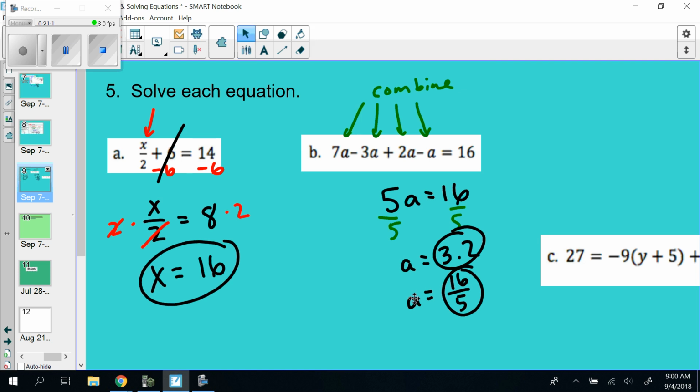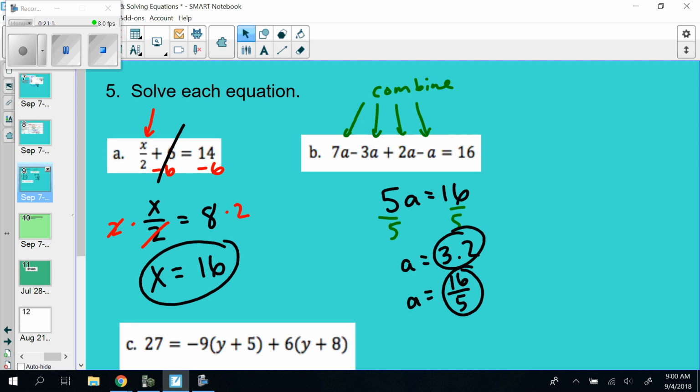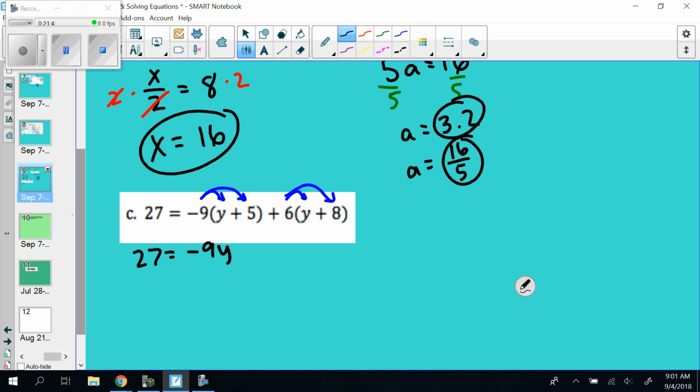All right, the last one here, C. Now we want to solve kind of a multi-step one here. Do any operations first, try to get everything simplified, and then solve. Now you can see the left side, not really any simplifying to do. On this right side, though, we got some different steps. One is to multiply, because those inside the parentheses, we can't combine. So if we multiply that out, distribute, we would end up with negative 9y. Negative 9 times 5 is negative 45, plus 6 times y is 6y, plus 6 times 8 is 48.